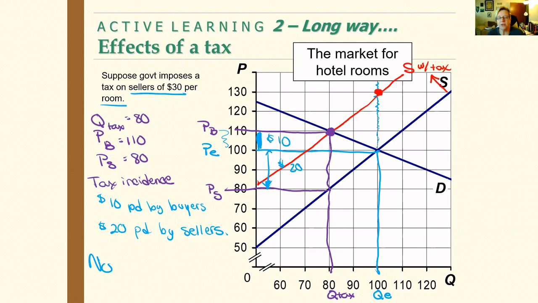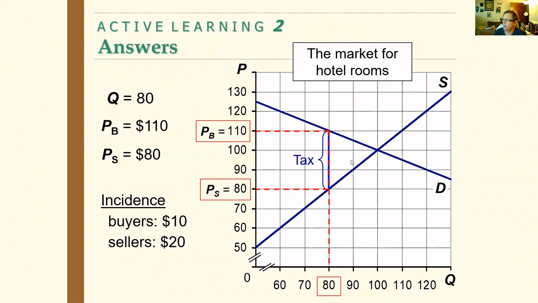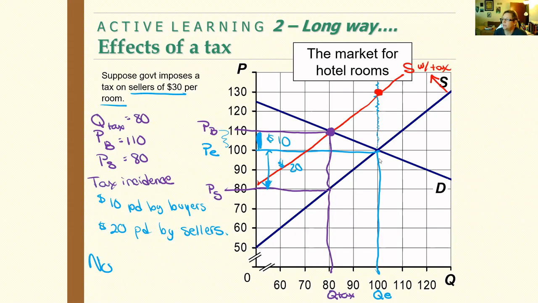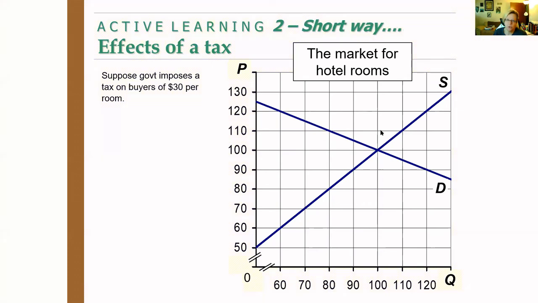Because it'll always fall to the more inelastic side of the market. So if it's levied on the buyer or levied on the supplier, it doesn't matter, because it's the elasticity of the supply and demand which determine the tax incidence. Now, this is the long way and it's the stupid way. But I also now want to show you a short way.